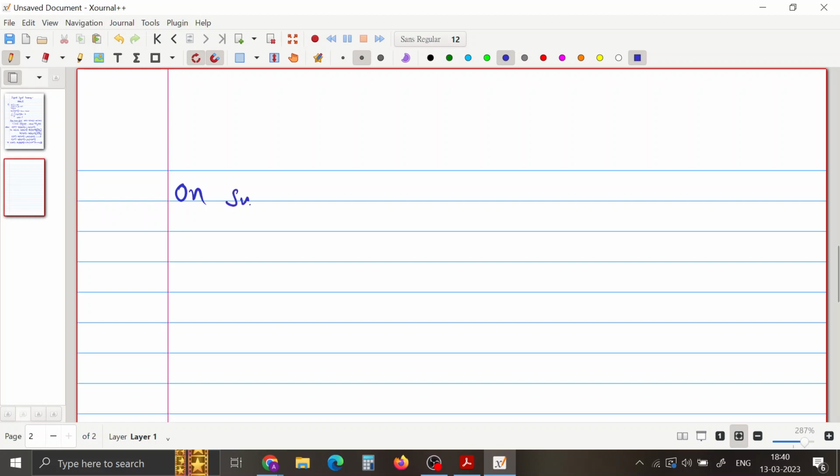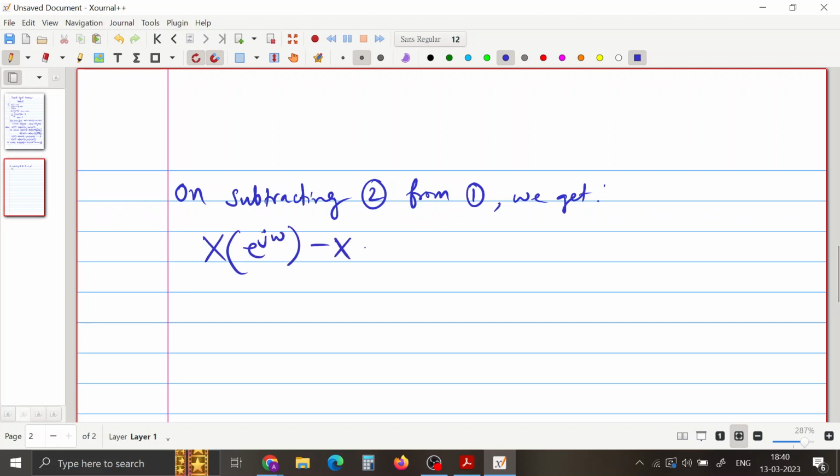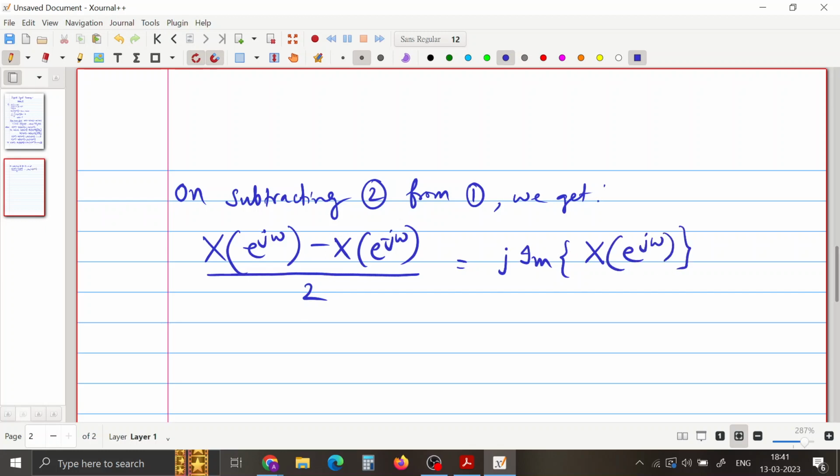Yes, so on subtracting equation 2 from equation 1, on the right hand side we basically get 2 times j times the imaginary part, so I'm bringing the 2 here to the left hand side, so it's the same thing, we get this.